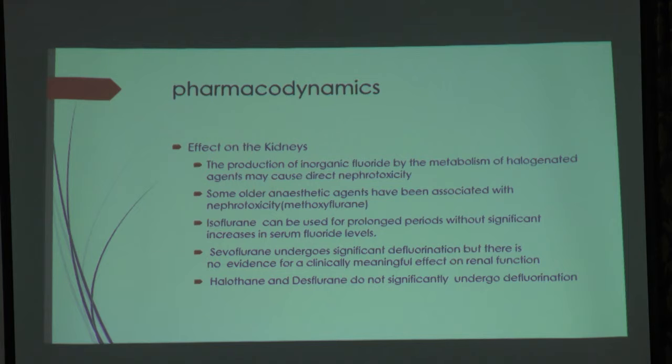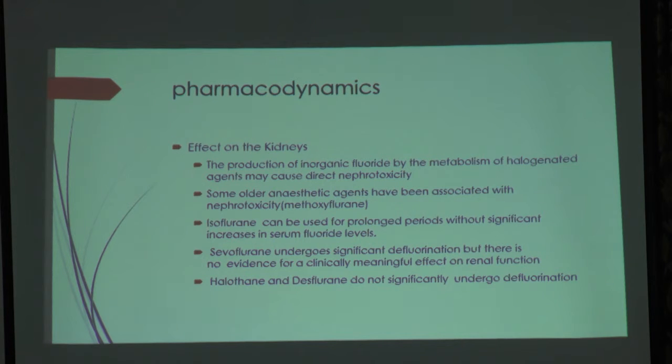Okay. And like I said, if the blood gas partition coefficient is not high, as in if it's not dissolved in the blood too much, you have too much metabolism, and so you won't produce a lot of metabolites. But we found that there's production of inorganic fluoride by some of the halogenated agents, which cause direct nephrotoxicity. Methoxyflurane, for instance, I mentioned it as one of the older agents. It was taken out of use because of the nephrotoxicity that was associated with it. So it's not being used now.